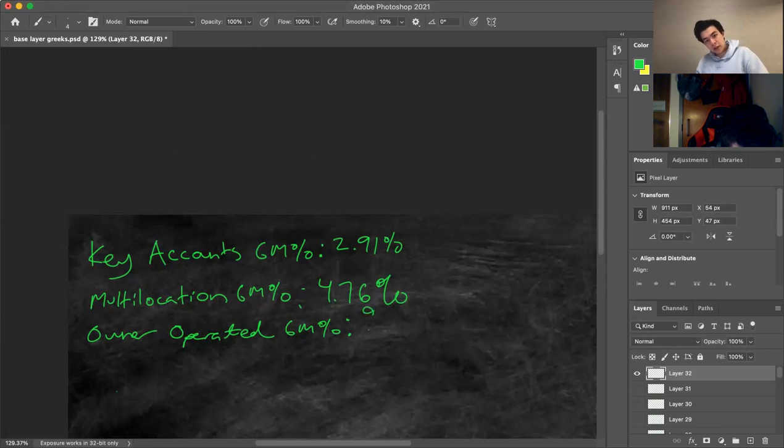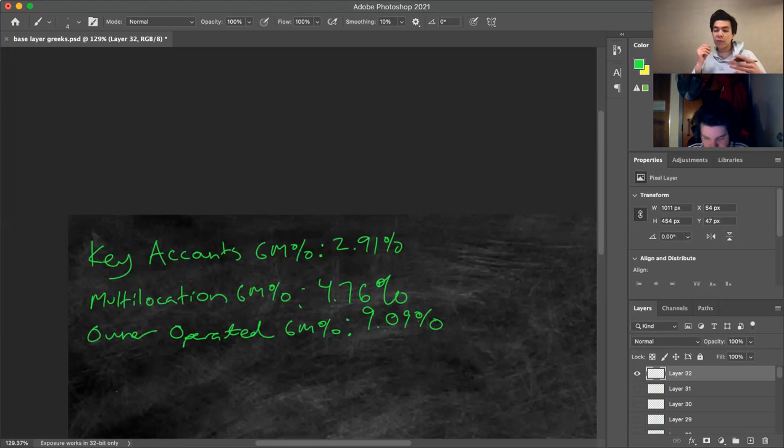No. So basically what these numbers are telling us is how much these companies are making. For every dollar key accounts is making, they are contributing 2.91 cents towards other operating costs, and eventually operating income, right? So these margins are pretty thin. Even owner operated, they're only making 9%, which isn't great, right?